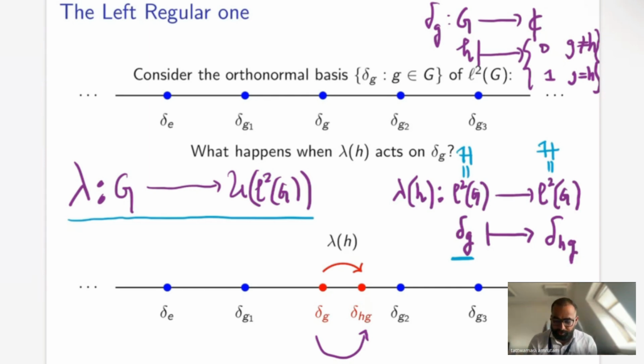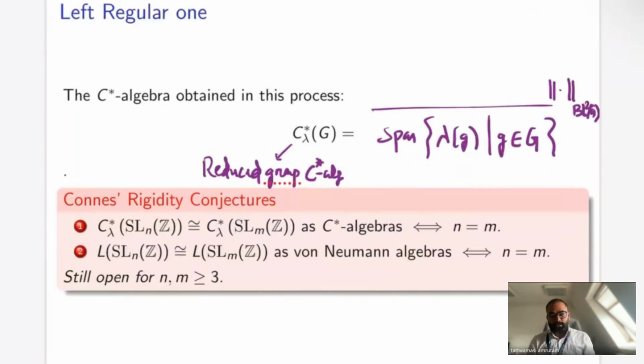So this is the group operation. Here there is the group operation. I'll come back to a very concrete example of integers in a moment, but this is exactly what I'm doing. And then the same procedure that I do, I just take a span of these, finite linear combinations, I close them up in the norm, and then what I get here is the reduced group C-star algebra. Okay, coming back to Alain Connes, he posed the following question.